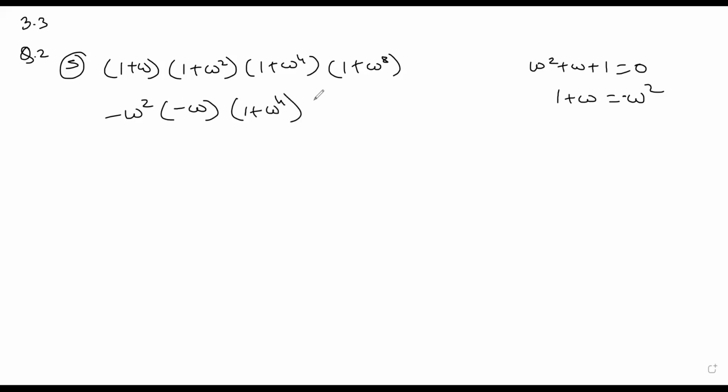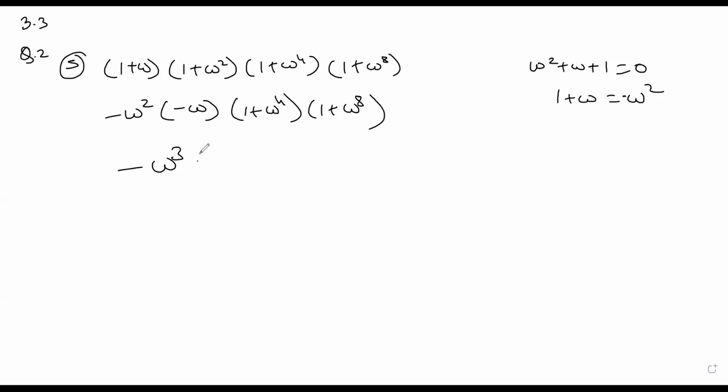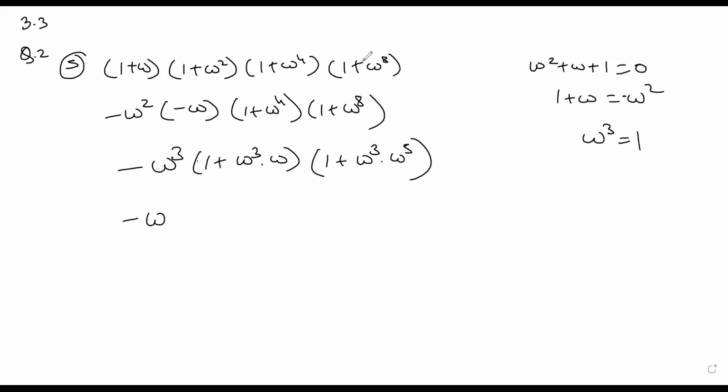1 plus w raised to 4, 1 plus w raised to 8. This will be minus w cube. We can always write 1 plus w raised to 4 as w cube into w, and 1 plus w raised to 8 can be written as w cube into w raised to 5. Now w cube is 1. So this will be minus. Now here also w cube is 1.